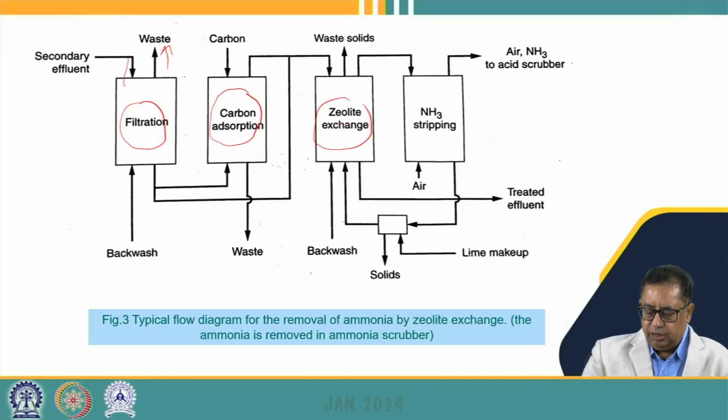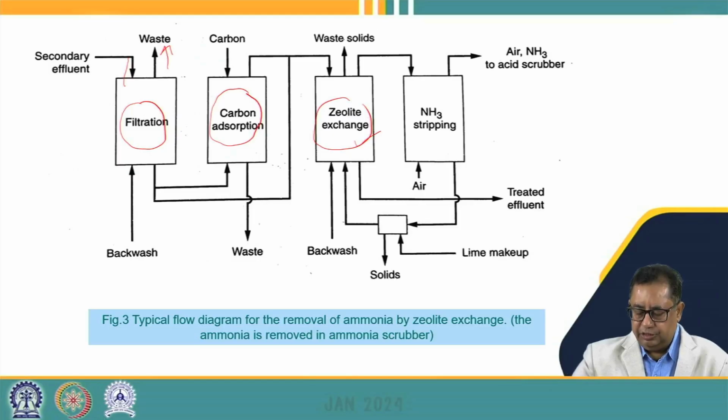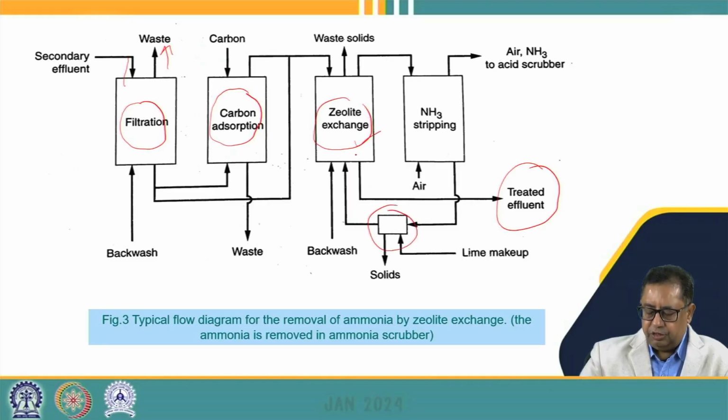So this zeolite exchanger exchanges the ammonium ions because it is highly selective for ammonium ions. These ammonium ions are exchanged here, and the water which now becomes free from the ammonium ions, the treated effluent, goes out for further disposal. And here we can see that we are not only backwashing it, we are also passing the lime here so that whatever calcium carbonate precipitates are formed inside this zeolite exchanger may be removed.